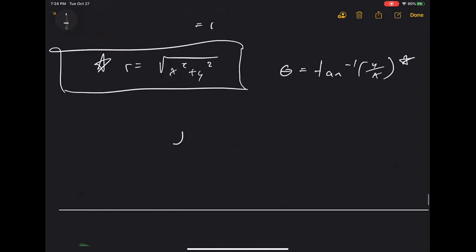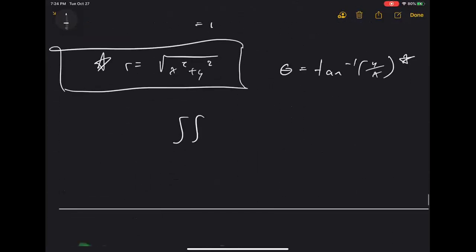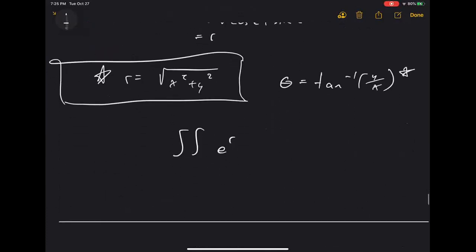So the function inside our integral, e to the square root of x squared plus y squared, just becomes e to the power r. And then I replace my dx dy with r dr d theta. So I've changed the stuff inside my integral. That conversion's all done.